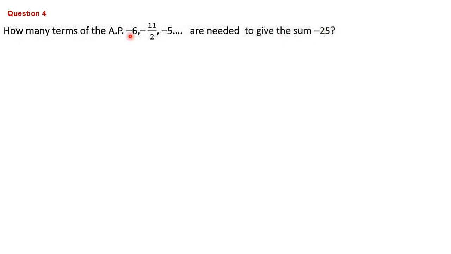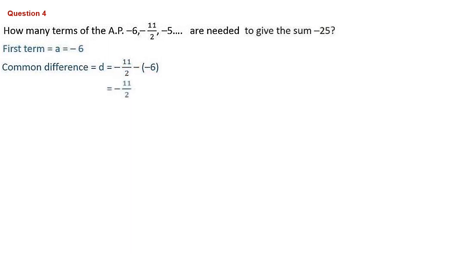For that, from this sequence we can write a and d directly. First term a is minus 6, and common difference is second term minus first term: minus 11 by 2 minus minus 6. So minus into minus is plus 6. When you take 2 as LCM here, minus 11 plus 6 into 2. Since here there is no denominator, you have to multiply by 2. 6 into 2 is 12. So 12 minus 11, that is 1 divided by 2. So we have got the common difference.